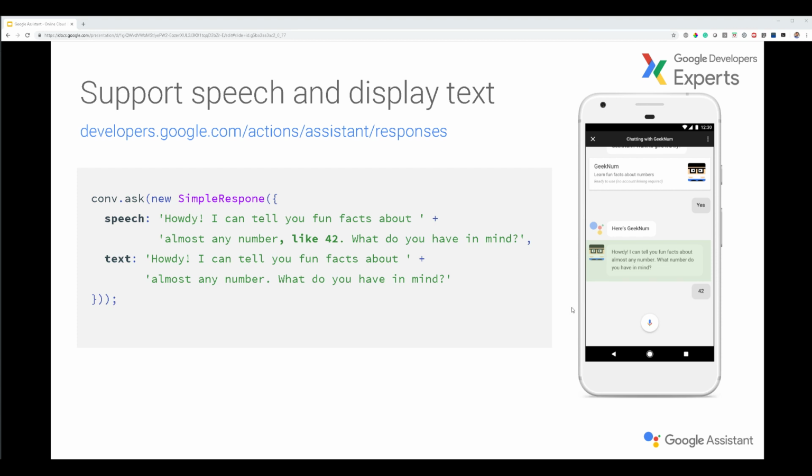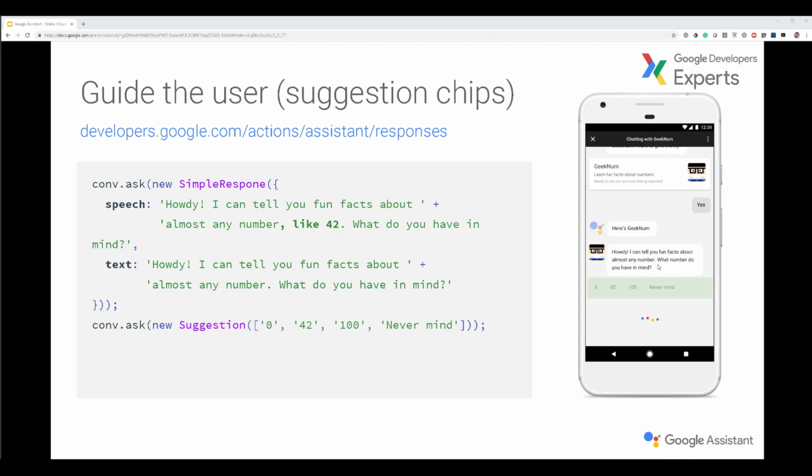I would quickly run through this. In terms of speech and display text, if you'd like to show a conversation with a simple response, this is how it would look. You have speech and you have text, and the same is shown over here. And these are simple responses with suggestions. Instead of asking something very open-ended like, what number do you have in mind, where the user can say any number, you can actually give suggestions to the user.